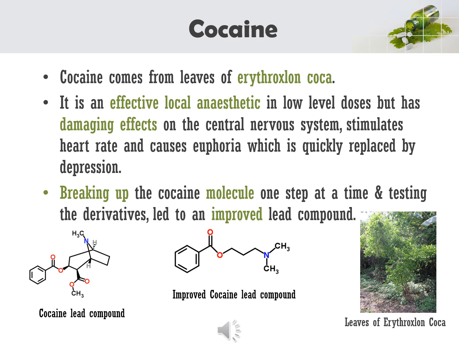Cocaine from coca leaves was an effective local anesthetic in small doses, but had severe side effects like damaging the central nervous system. So scientists improved its safety by modifying its molecular structure. This process led to the concept of lead compounds, which serve as prototypes for developing better drugs with fewer side effects.